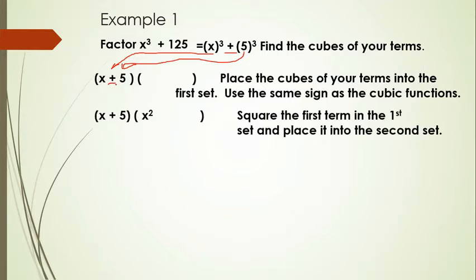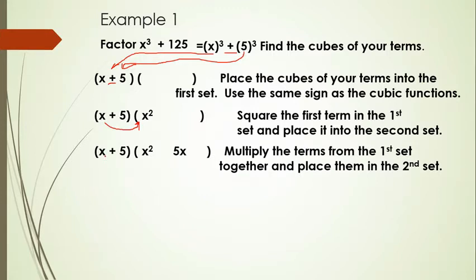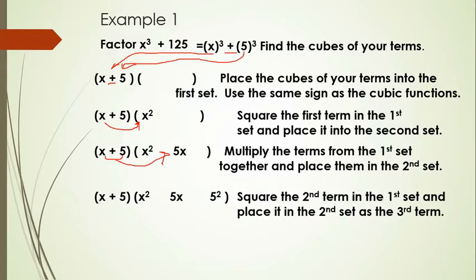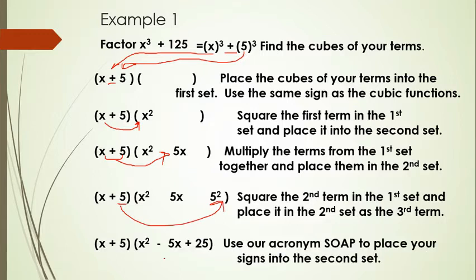Okay, you're going to square the first term and place it into the second set. You then multiply the terms that are in the binomial, and they become the second term. Then you square the second term in the binomial, and it becomes the last term in the trinomial. Then we use our SOAP acronym. Notice that this is the same, this is opposite, and the last sign is always positive.